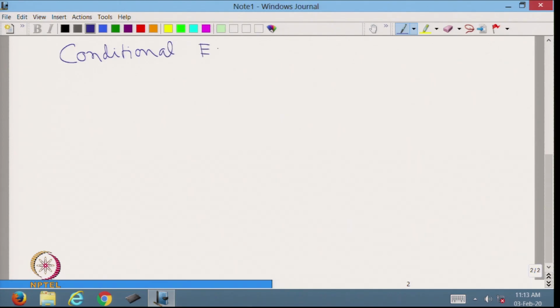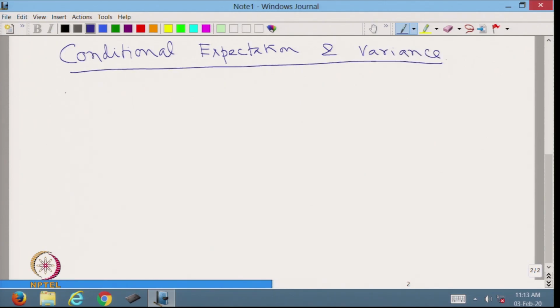Today we shall start with conditional expectation and variance. Suppose X and Y are two random variables.